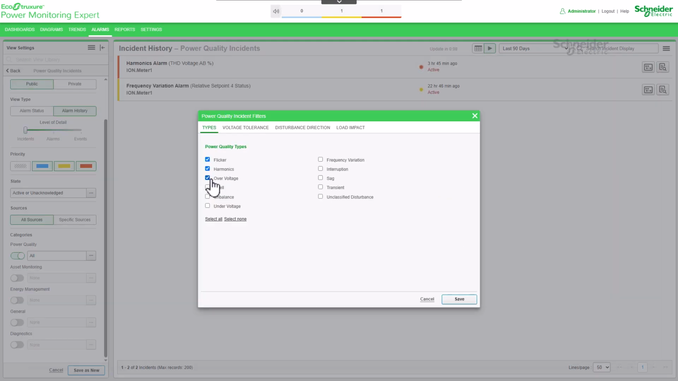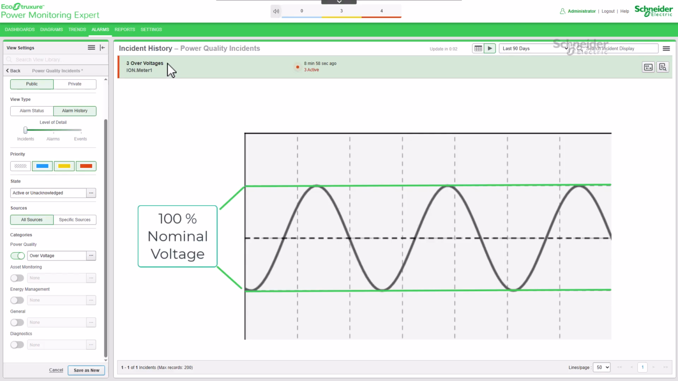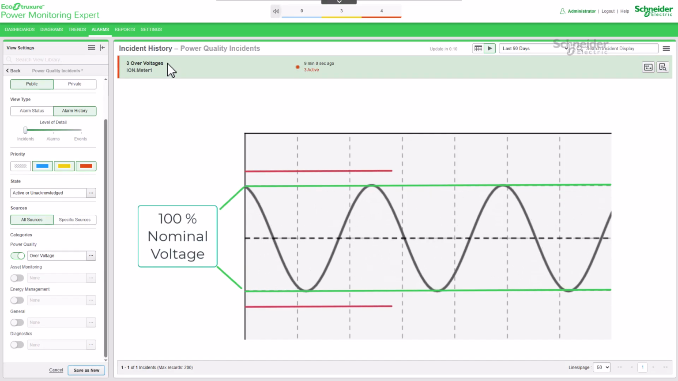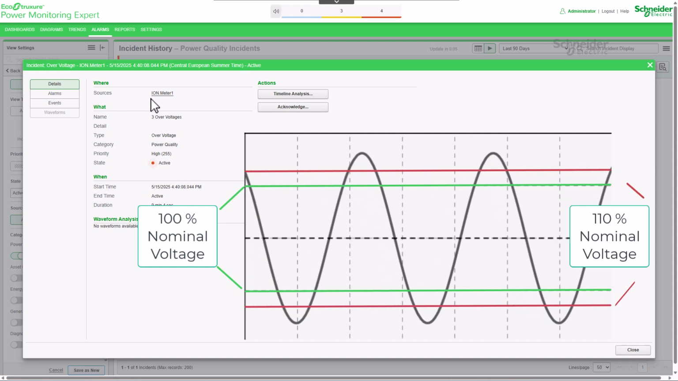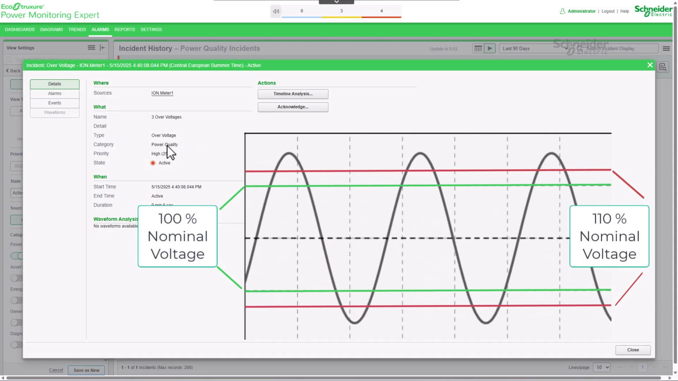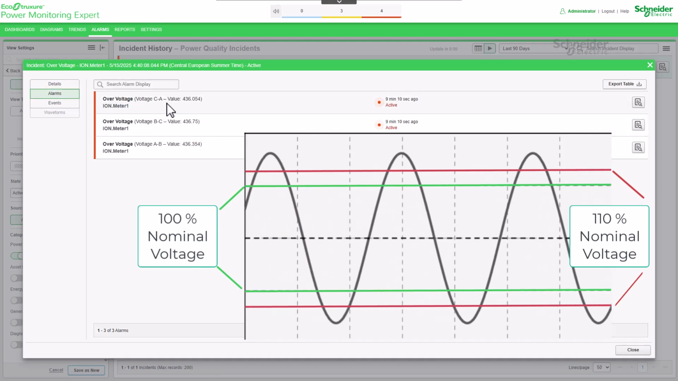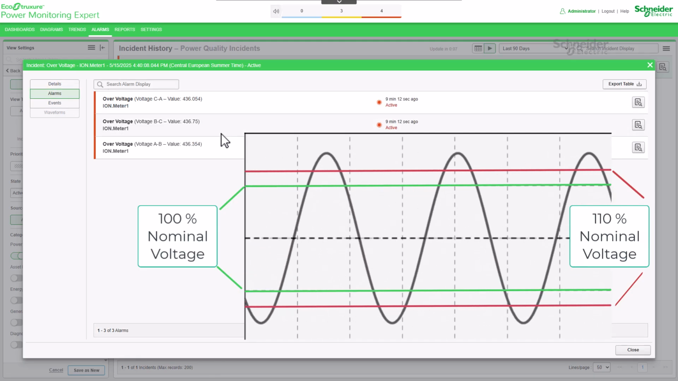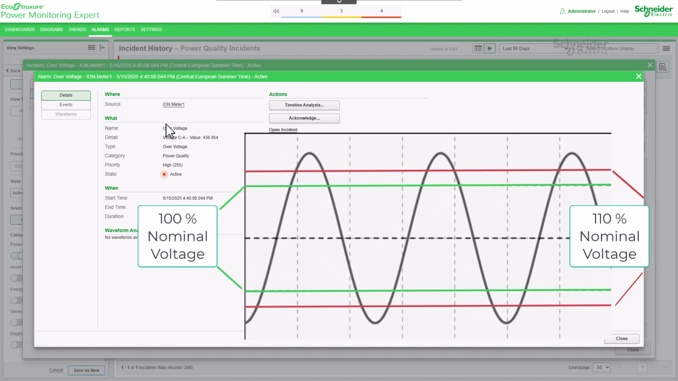To explain the next two alarm types, picture the ideal voltage waveform with its nominal voltage. If this voltage goes over 110% of the nominal voltage, and depending on how long this happens, the power quality event is called overvoltage or swell. If this behavior lasts between half a cycle and 1 minute, it is called swell. If it lasts longer than 1 minute, it is called overvoltage.